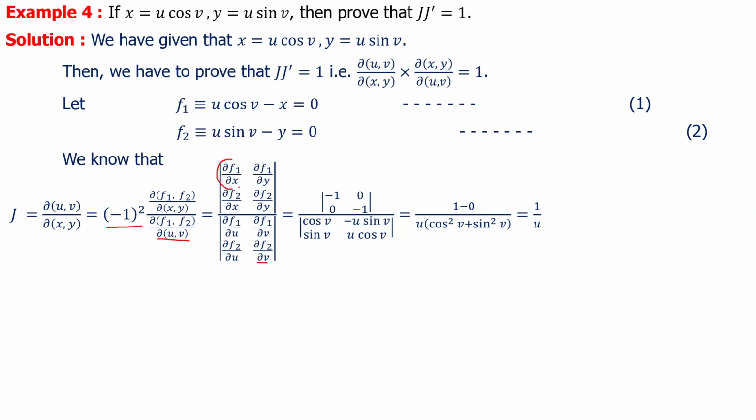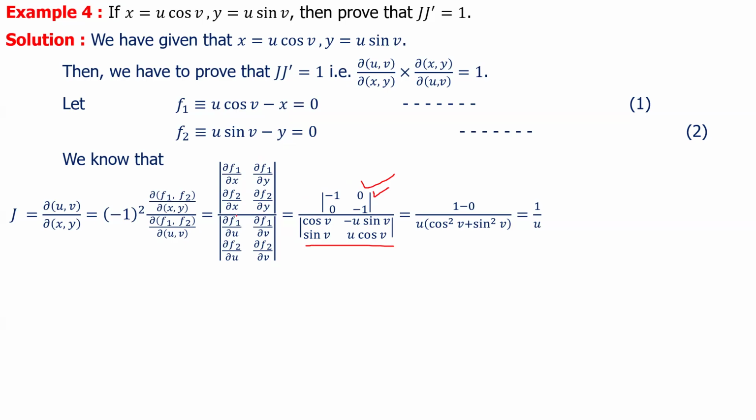Now, what is del f1 del x? The partial derivative of minus x is minus 1. Del f1 del y is free from y, so its value is 0. Del f2 del x is free from x, so it's 0. Del f2 del y, derivative of minus y is minus 1. So this is the Jacobian, or we can say the determinant, of the first part. This is the numerator, and let us calculate the denominator also.